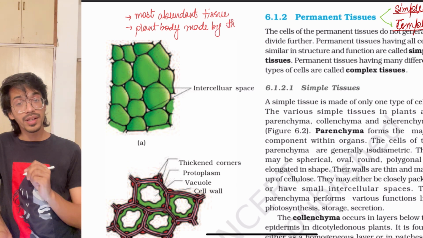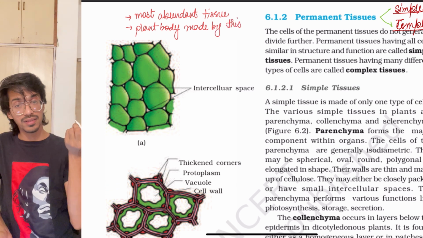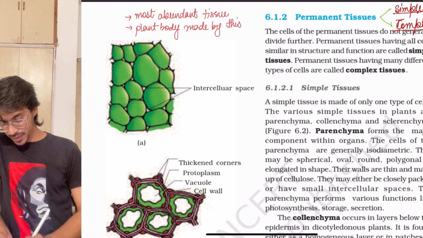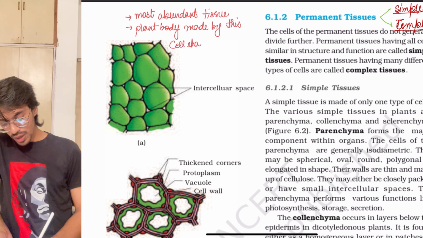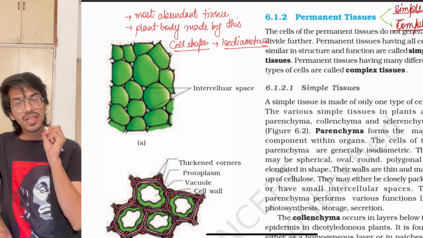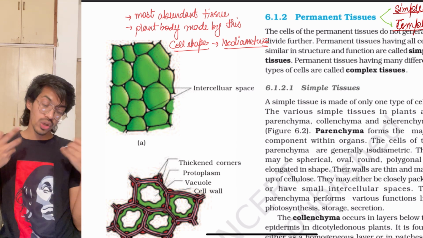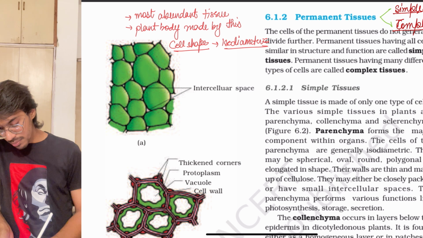Okay, very important. This thing will keep on coming again and again. Next point is, what is their cell shape? First of all, you have to remember they are isodiametric, meaning the cell will have almost the same diameter, but you have to remember its shape. Different tissues can have a different look of shape.